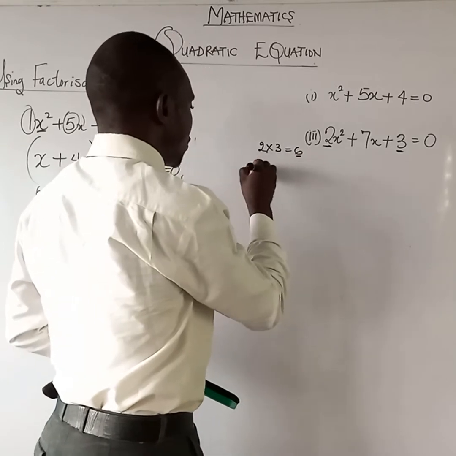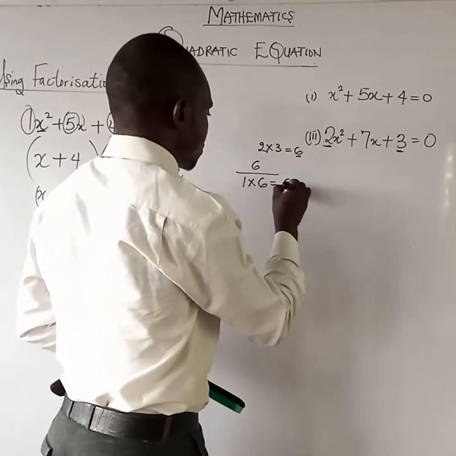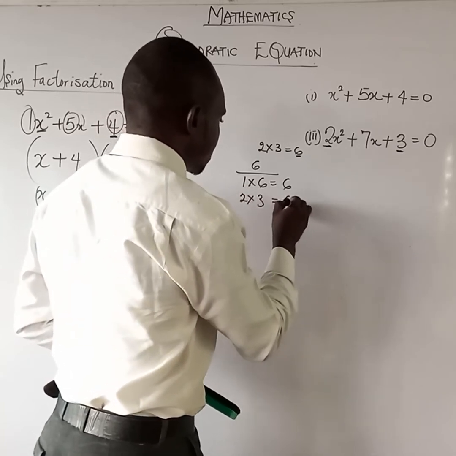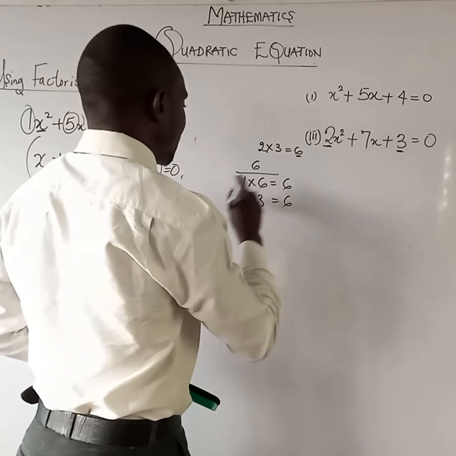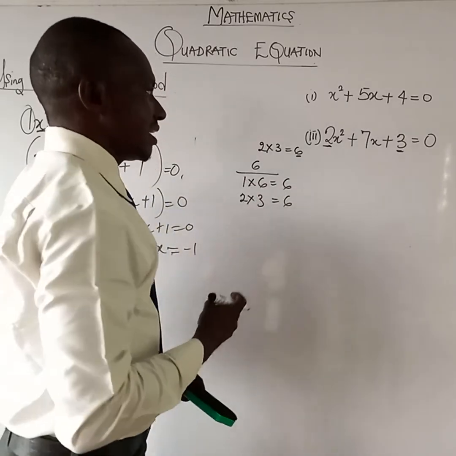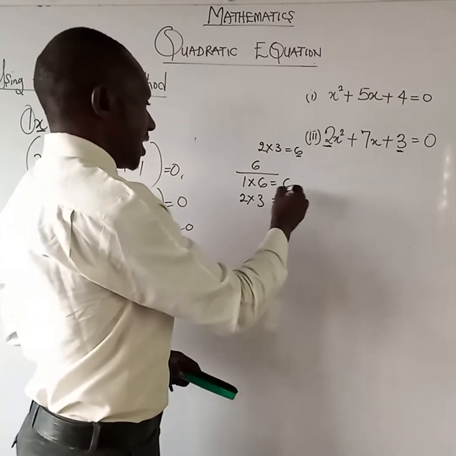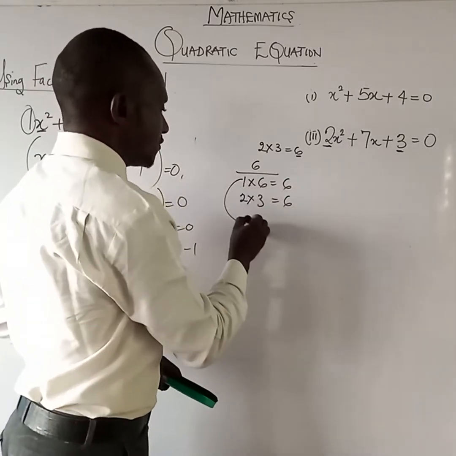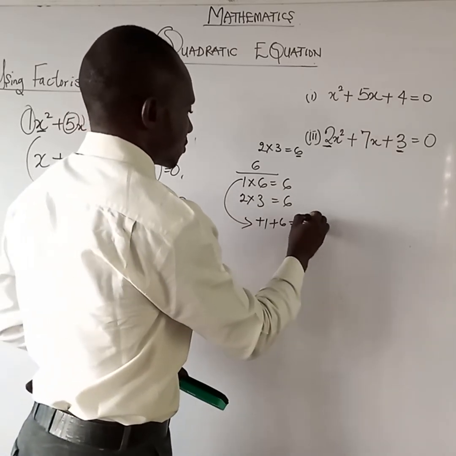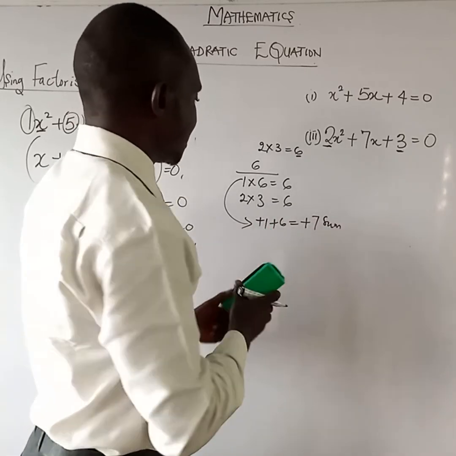Then what are the factors of 6? We have 1 multiplied with 6, which is equal to 6. Then 2 times 3 equals 6. Out of these two factors, which one, by the time we add it together or subtract from each other, gives us plus 7, which is what we are looking for? Plus 1 plus 6 is equals to what? Plus 7 in terms of sum. So I will get that.